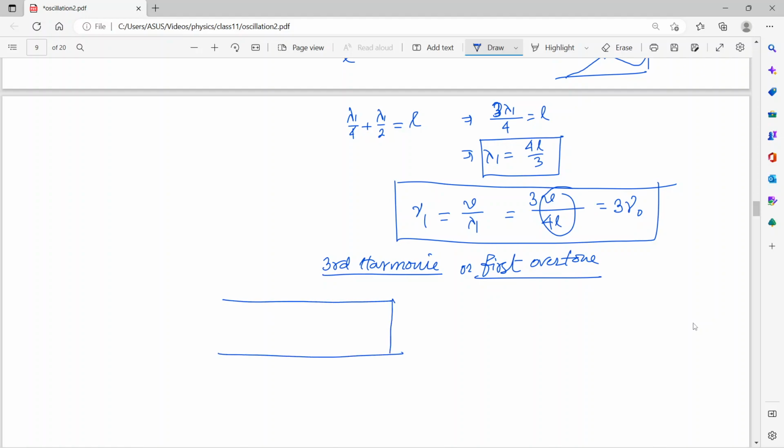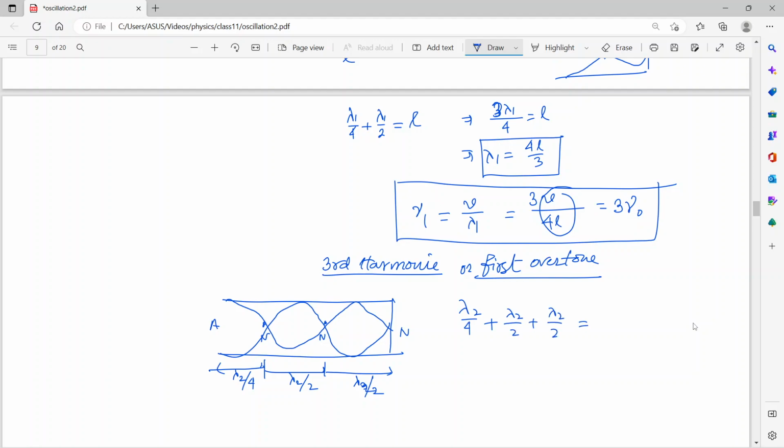If this is the closed pipe, that means within this there are two nodes produced. So I have to draw like that. So there is also a node. Node to node, lambda 2 by 2, and this is also lambda 2 by 2, and this is the antinode, so the distance is lambda 2 by 4. So the total distance, lambda 2 by 4 plus lambda 2 by 2 plus lambda 2 by 2 equals L. That is 1 plus 2 plus 2, that means 5 lambda 2 by 4 equals L. So lambda 2 equals 4L by 5.